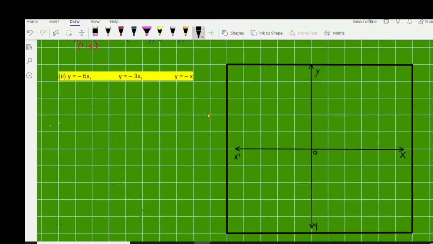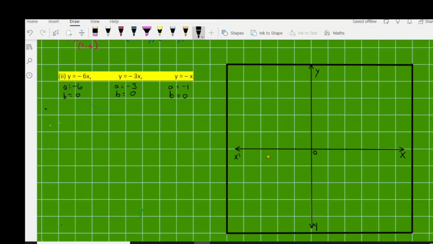Look at the second question. Here it is given, in the first line, y is equal to -6x, a is minus 6 and b is 0. Second line, a is equal to minus 3, b is 0. The third line, a is equal to minus 1 and b is 0. Slope of the equations: minus 6, minus 3, minus 1, and y-intercept is 0.